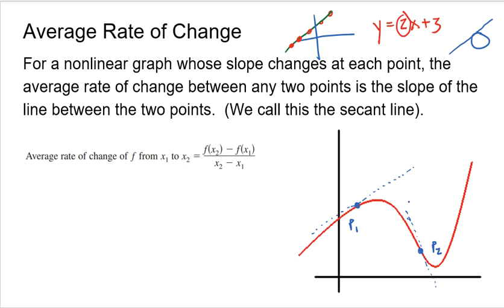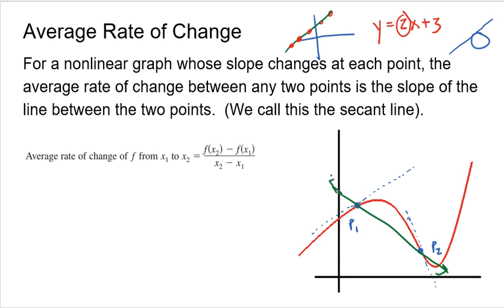So now that you know what we're talking about, we can continue on with this, right? For a nonlinear graph whose slope changes at each point, here we go. The average rate of change between any 2 points is the slope of the line between those 2 points. And that's why I was telling you that this lesson is very easy. So if I were to connect these 2 points with a straight line, there it is. There is a line.